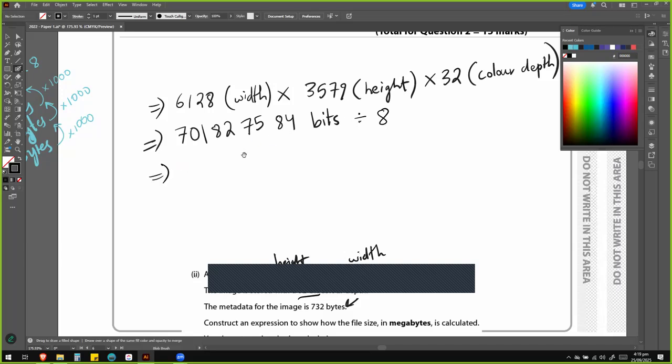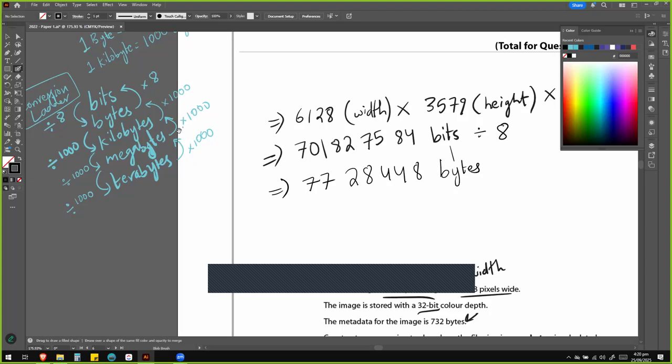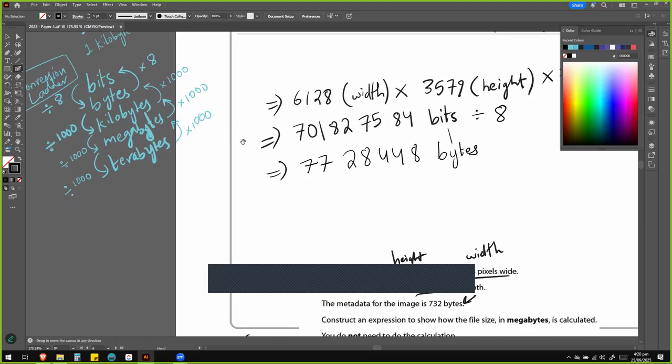I have that noted down, so I'm just going to write it here. The number we get is 7728448. I did this on my calculator again. That's the number that we get. Now this number is finally in bytes. It's not in bits anymore. We've converted it to bytes by dividing it by 8, thanks to our handy dandy conversion ladder, making it simple for us to do.